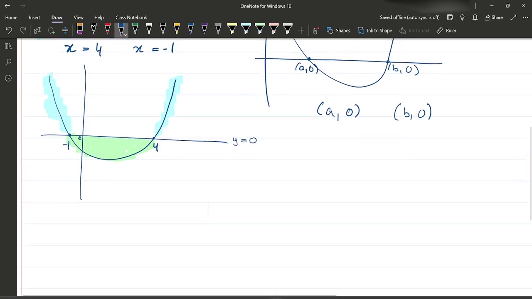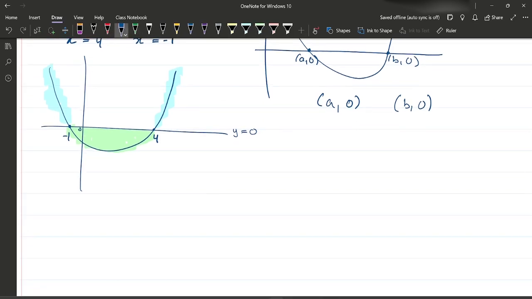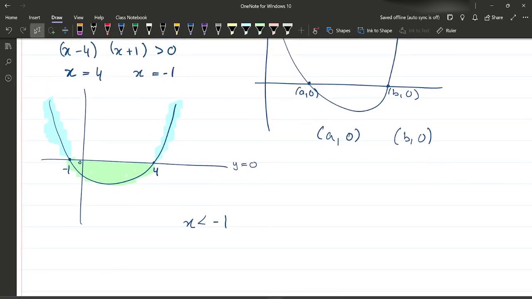So you can just say, if x was less than minus 1, we'd be satisfying this condition, or if x was greater than 4, and that's your answer.